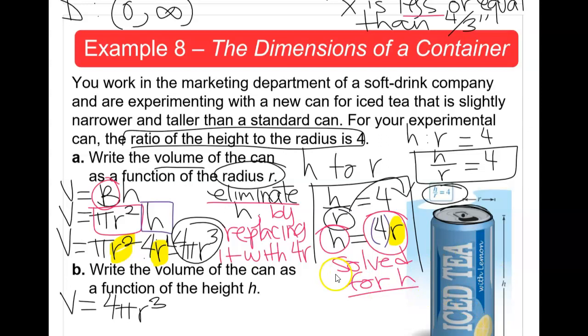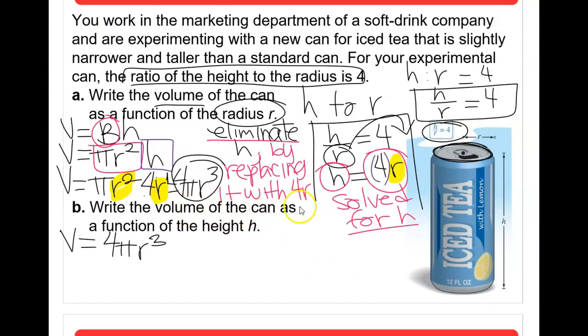Now, we're going to write the volume of the can as a function of the height h. Oh, we already did that. No, wait. Write the volume of the can as a function of the height h. Oh, okay. So let me just go ahead and write the answer for part A here so we're not confused. Okay. And then let's use this space for the other part.